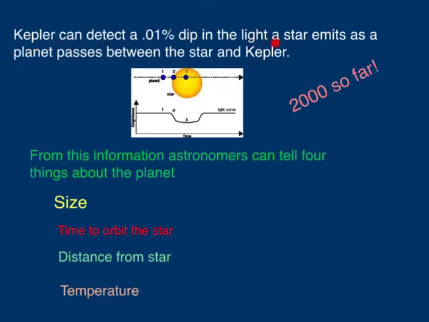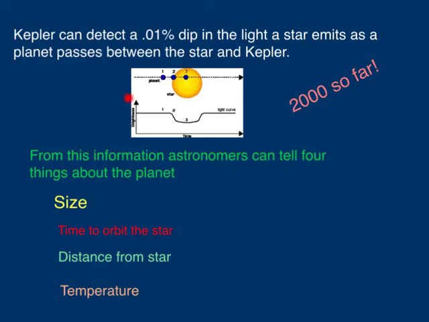Kepler has a photometer that's so sensitive that it can detect a dip in the light of the star that's only 0.01% of its light. And by figuring this out, those stars that have a dip in their brightness, we figure have planets going across them. So far, we've found about 2,000 planet candidates.